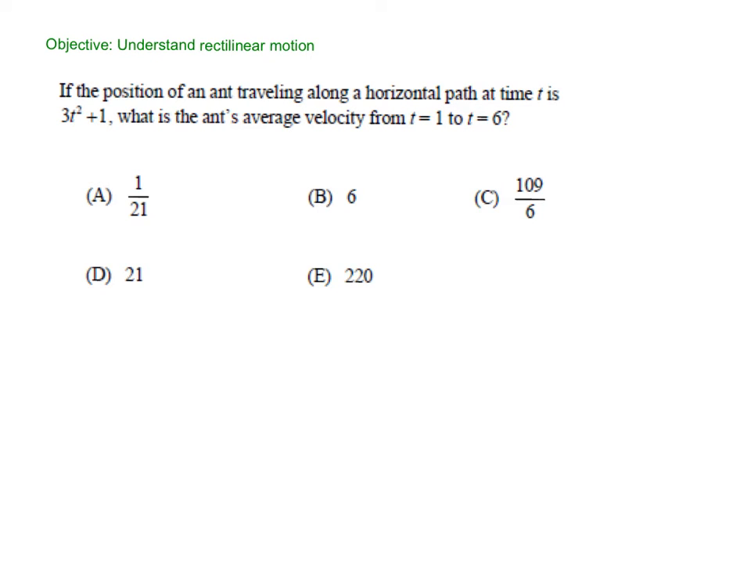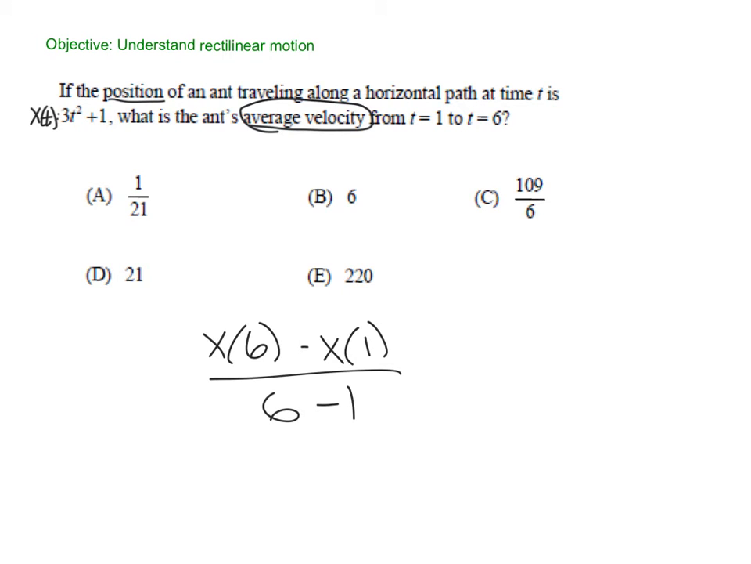All right. If the position of an ant traveling along a horizontal path at time t is 3t squared plus 1, so this is the position, x of t. What is the ant's average velocity? Remember, velocity is slope, average rate of change. This is f of b minus f of a over b minus a. So x of 6 minus x of 1 over 6 minus 1. Whenever you see that word average, it's typically slope.